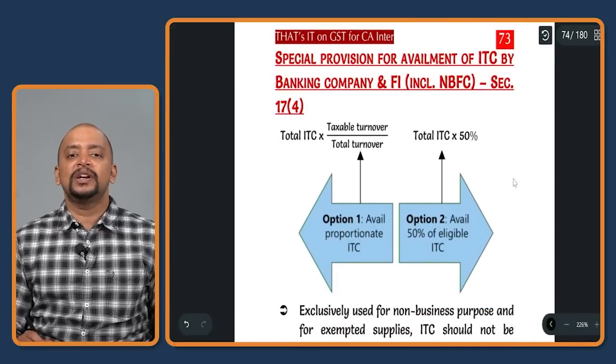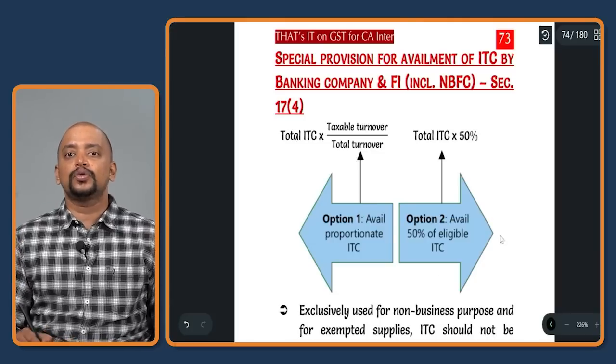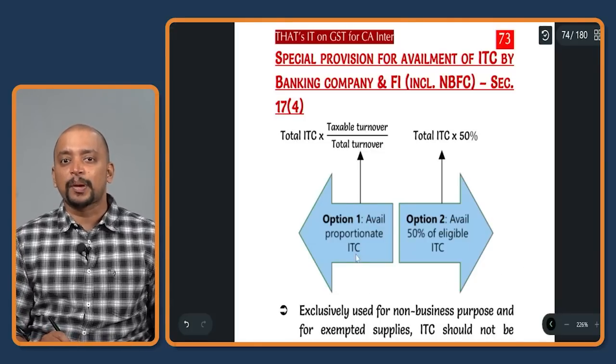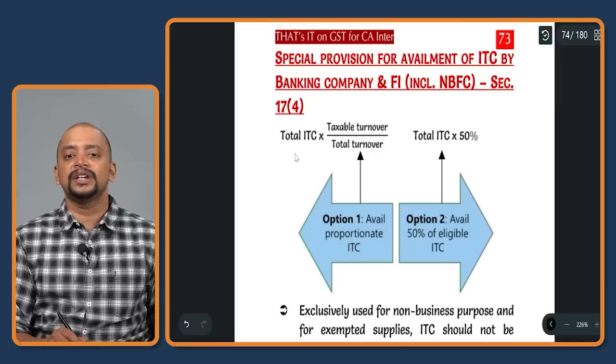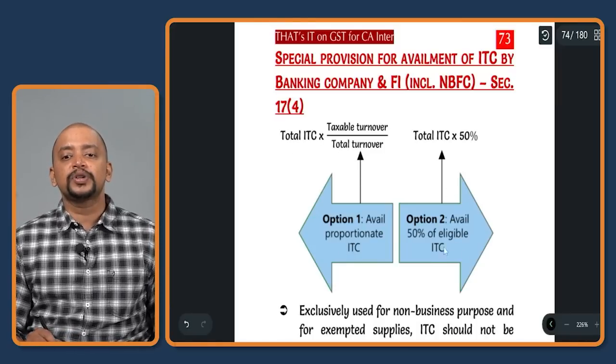Then 17 subsection 4. Special provision for availment of ITC by banking companies and financial institutions including NBFC. They have two options. Option 1, they will avail the proportionate ITC. What is that proportionate ITC? Total ITC into taxable turnover divided by total turnover. Or option 2, they will avail 50% of the eligible ITC. That is total ITC into 50%.